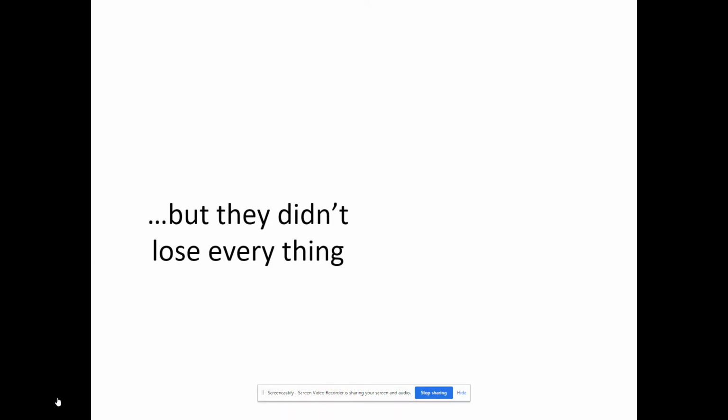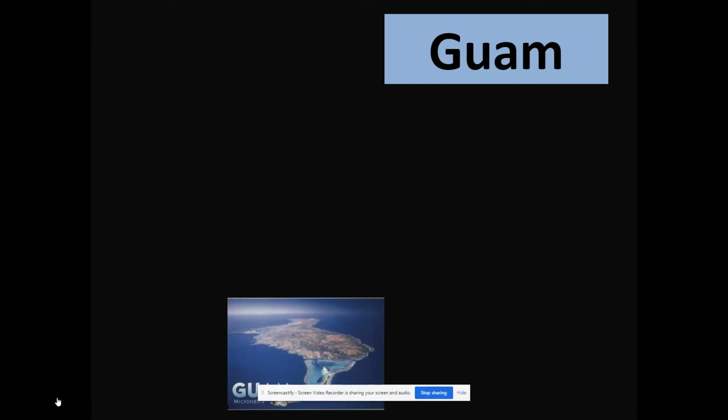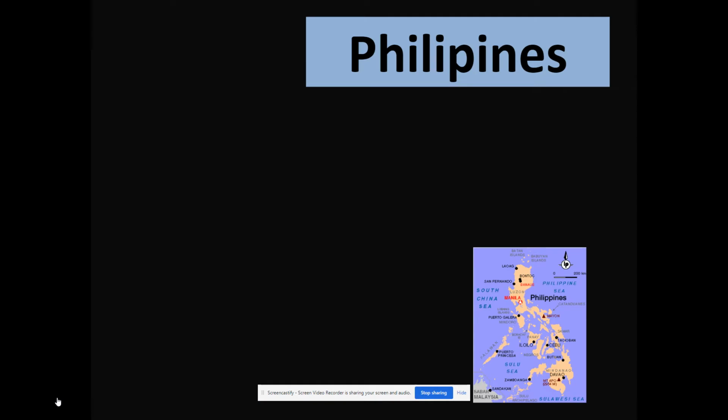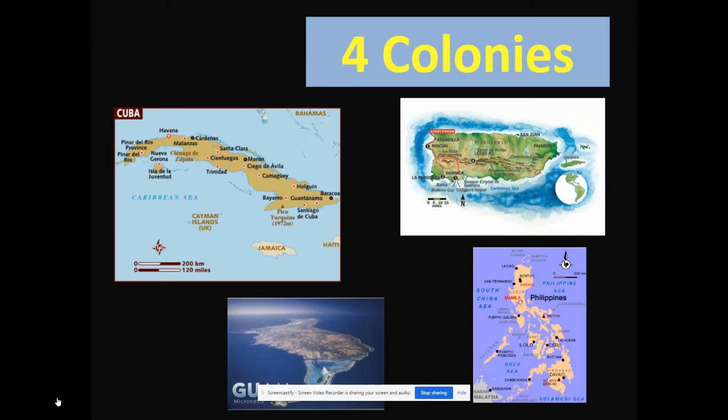However, they didn't lose everything. They didn't lose Puerto Rico. They didn't lose the island of Guam in the Pacific. They didn't lose the Philippines right against the southeast side of Asia. And they didn't lose Cuba, which would be very relevant to our conversation today. So out of all their land, they held on to four things.